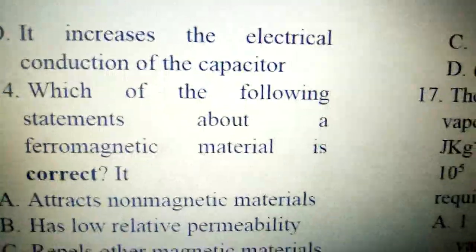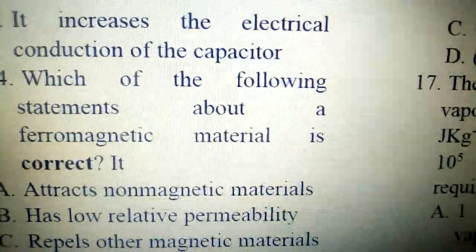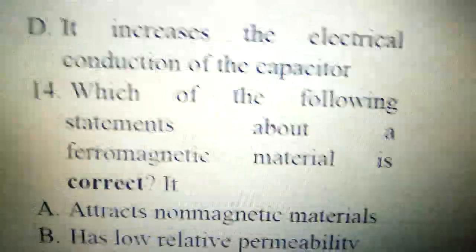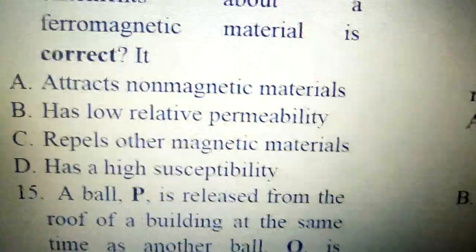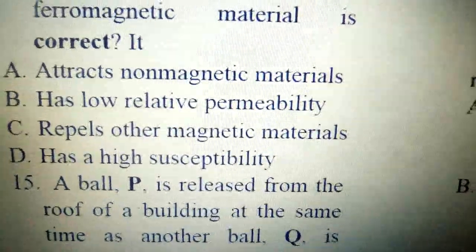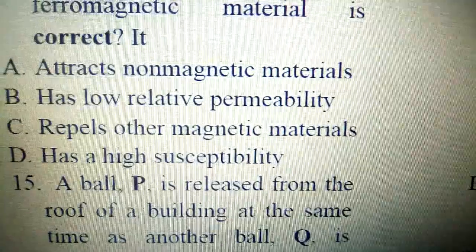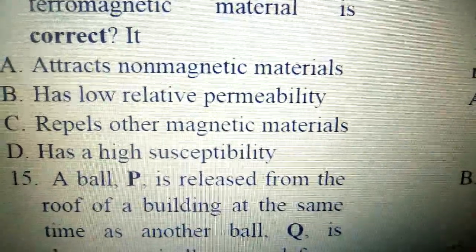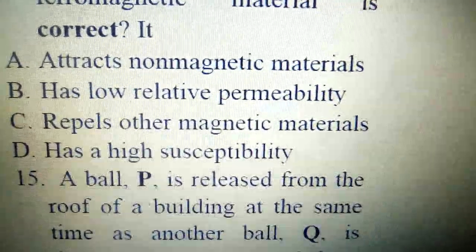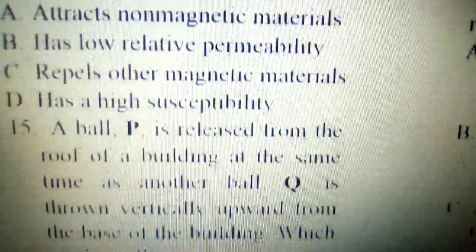Number 14 says the following statement about a ferromagnetic material is correct. It A, attracts non-magnetic materials. B, has low relative permeability. C, repels other magnetic materials. And D, has a high susceptibility. The answer is D.